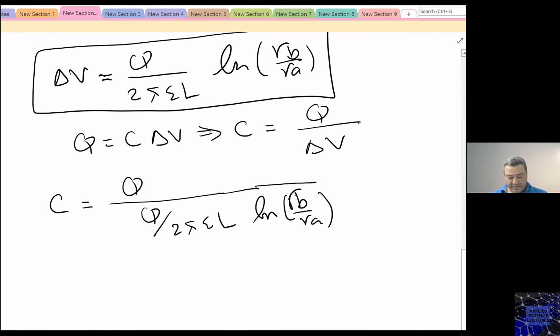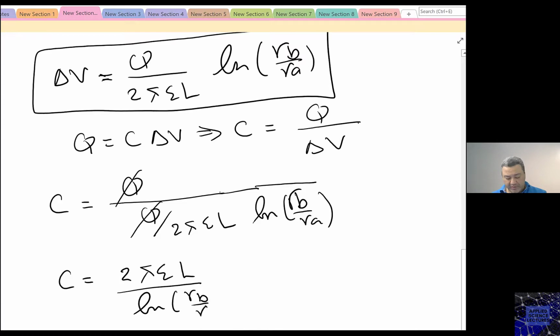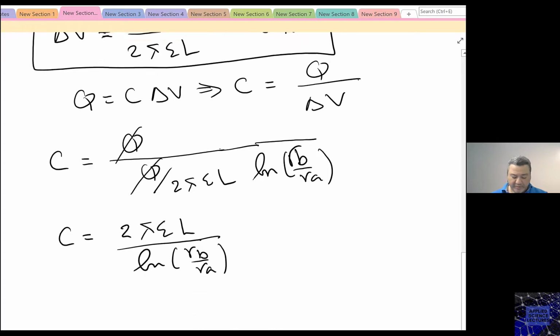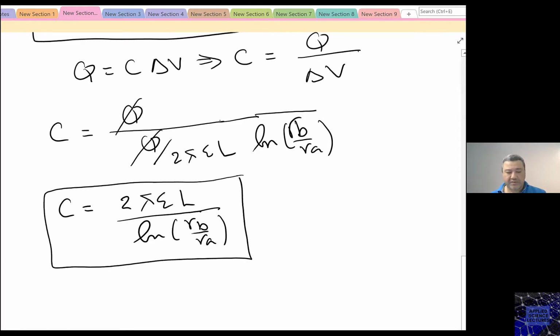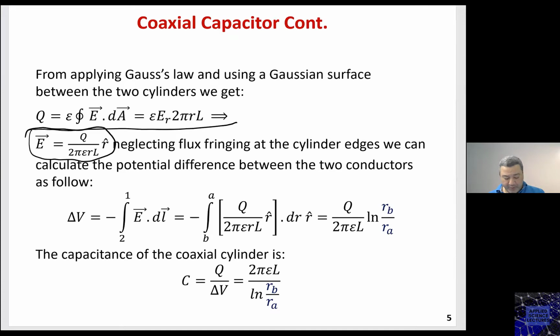In this case, C becomes, Q is going to cancel, 2 pi epsilon L over the logarithm of Rb divided by Ra. So this is the capacitance for a coaxial capacitor that is of cylindrical shape. Okay, so we've derived this.